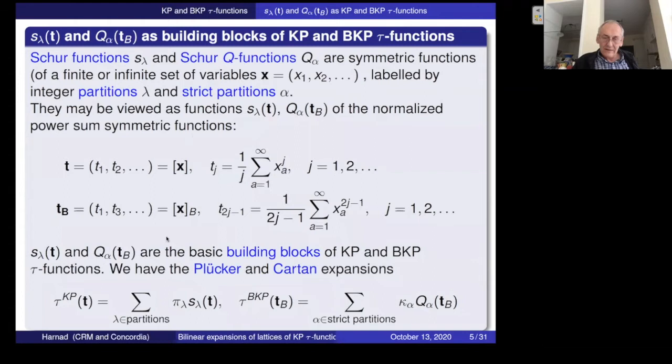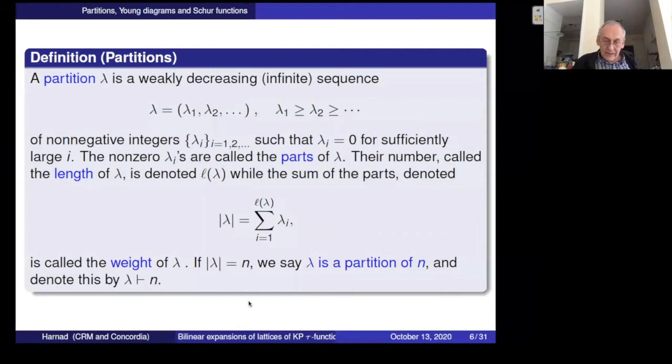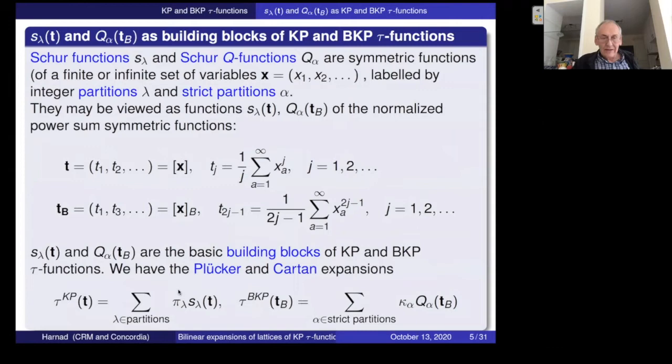Now, the world which was discovered afterwards by the students of Sato applied this to other Lie groups and algebras, and in particular BKP. So you should think of KP as somehow being related to the linear group in infinite dimensions. So the corresponding lattice is the A infinity lattice, whereas B is the corresponding thing for an infinite orthogonal group in infinite dimensions, and that has something to do with the B infinity root lattice.